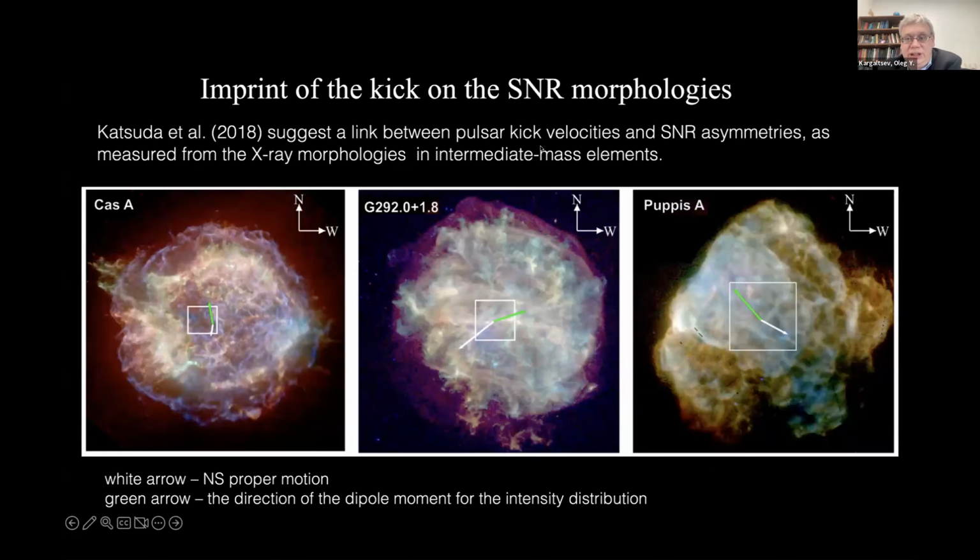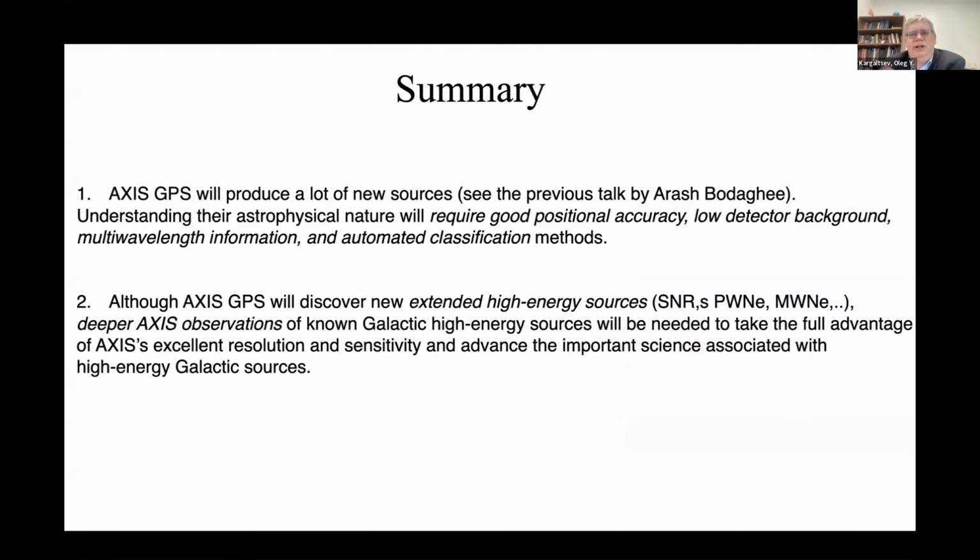And here is another example of this connection. For example, the neutron star direction of motion seems to be associated with asymmetries in some of the supernova remnants. And these asymmetries can be not only in the emission, they can be just in the distribution of abundances.